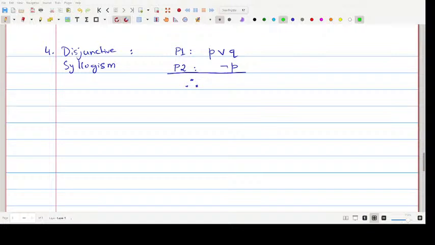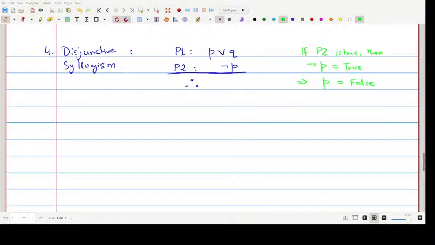Now if the premise P2 is true, then negation P is equal to true. And if negation P is true, then P should be equal to false. Now P is false, so we cannot have P as our conclusion because P is false. We need something in the conclusion which is true, then only our argument is going to be a valid argument.